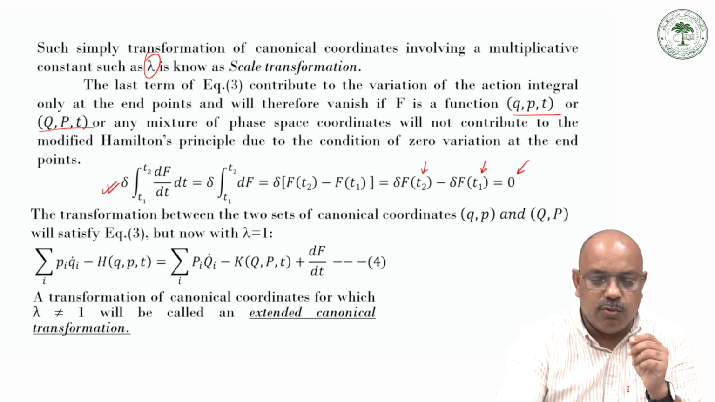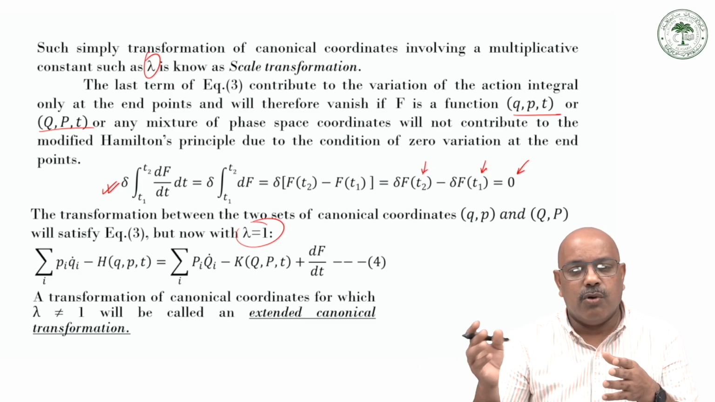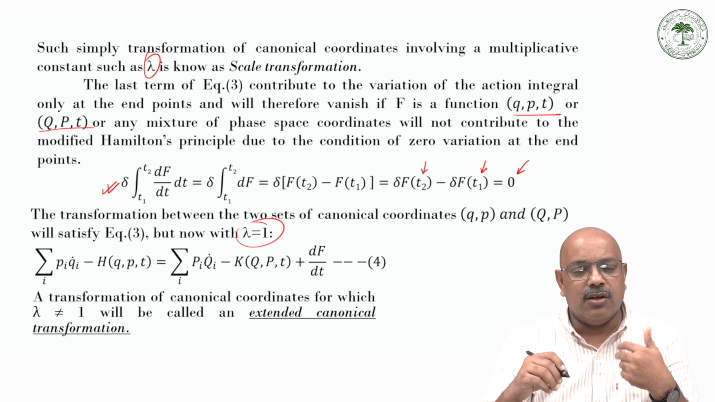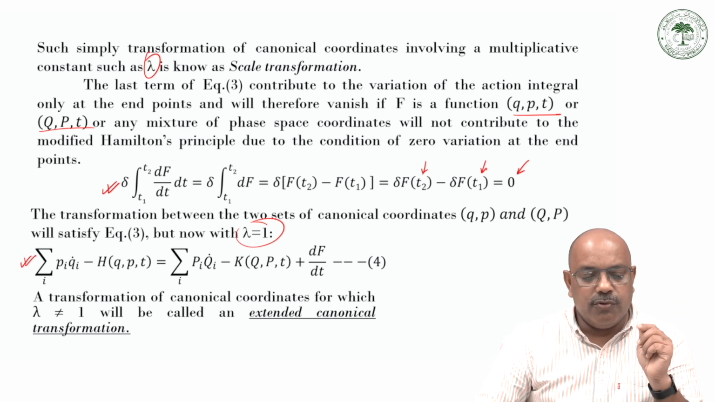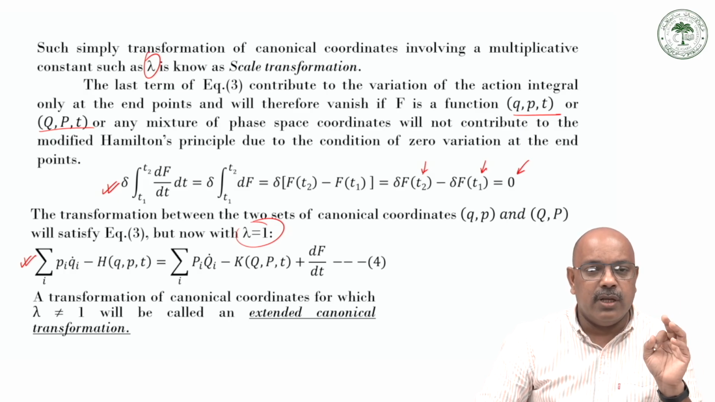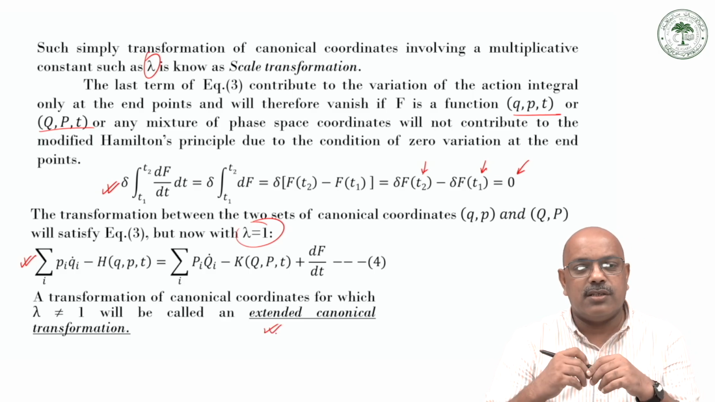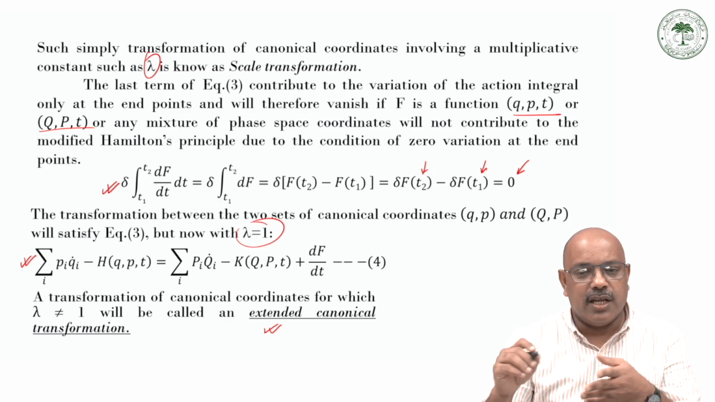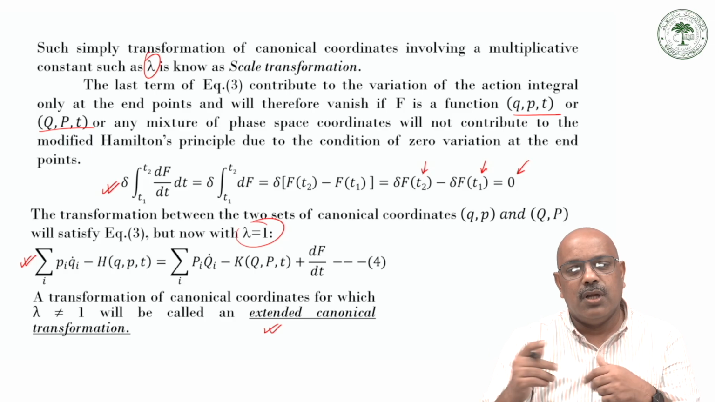So if you put lambda equal to 1, the transformation between the two sets of canonical coordinates, q, p and Q, P, will satisfy this. With lambda equal to 1, that is the canonical transformation. But if lambda is not equal to 1, then that will be an extended canonical transformation. So for now we are considering the case where lambda equals 1, that is a simple scale transformation, and under the canonical transformation of new coordinate to the old coordinate.